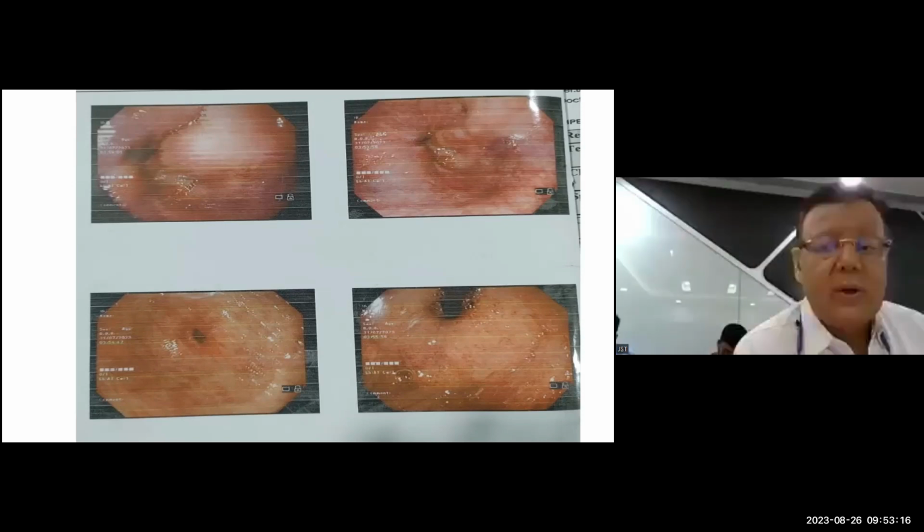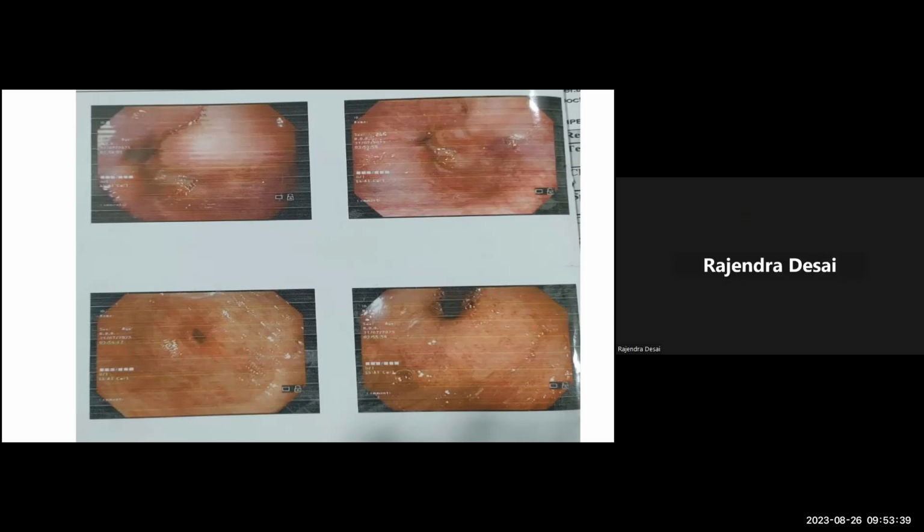I agree with Sujata and Dr. Desai that what we are still following is a prone position. Even at our institute we follow a prone position, but the entire literature is now going towards the lateral position. The lateral position is more preferred compared to prone. Sure, sir, understood.